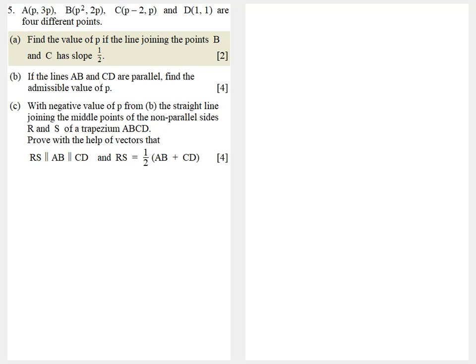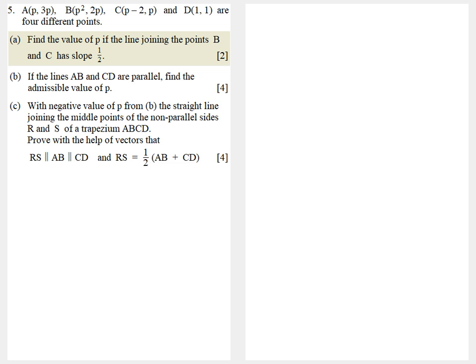Rajshahi, Higher Maths, 2017, question number 5. In question 5, we have 4 different points. They are A, which is (p, 3p), B, which is (p squared, 2p), C, which is (p minus 2, p), and D, which is (1, 1).